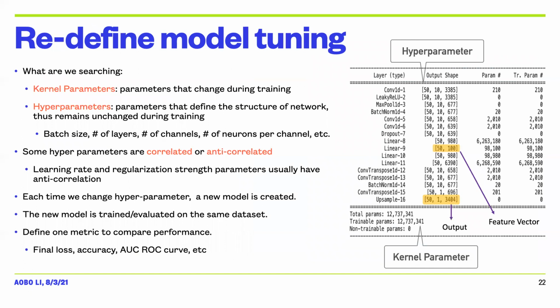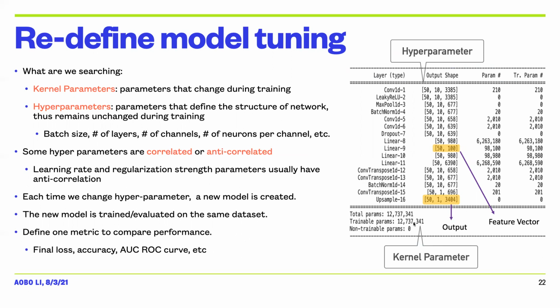What are we searching for? In a neural network model, there are two types of parameters. One type is what we call the kernel parameters, or sometimes trainable parameters. For example, the parameters stored in the convolutional kernel, which is a square filter you slide over the surface of the image, and all the parameters stored in the recurrent neural network. Those are the parameters that change during the training, so that's definitely not what we are trying to search.